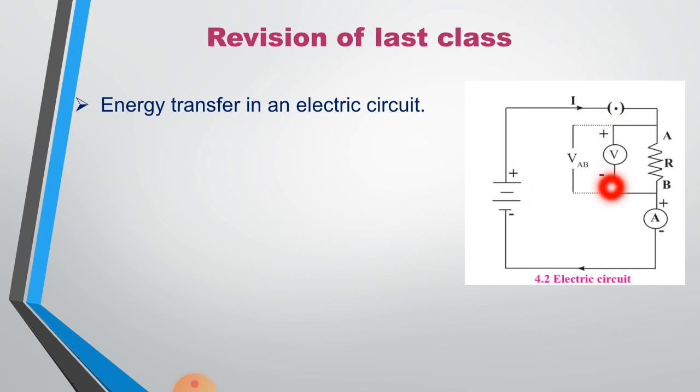This is called the voltmeter, this is called the ammeter, this is point A, point B, and this is called the resistance. So current always moves from the positive terminal to the negative terminal. The direction of current is always from the positive terminal to the negative terminal. Behind this, the concept is what we have learnt in our last class.